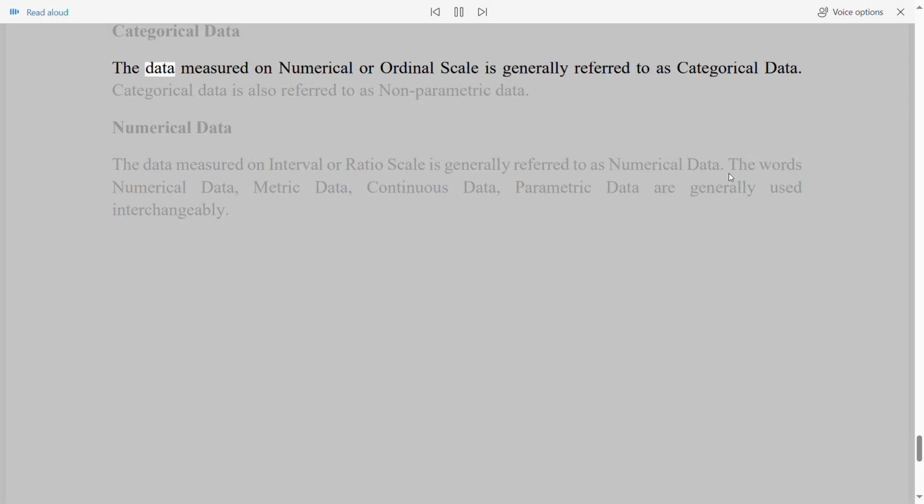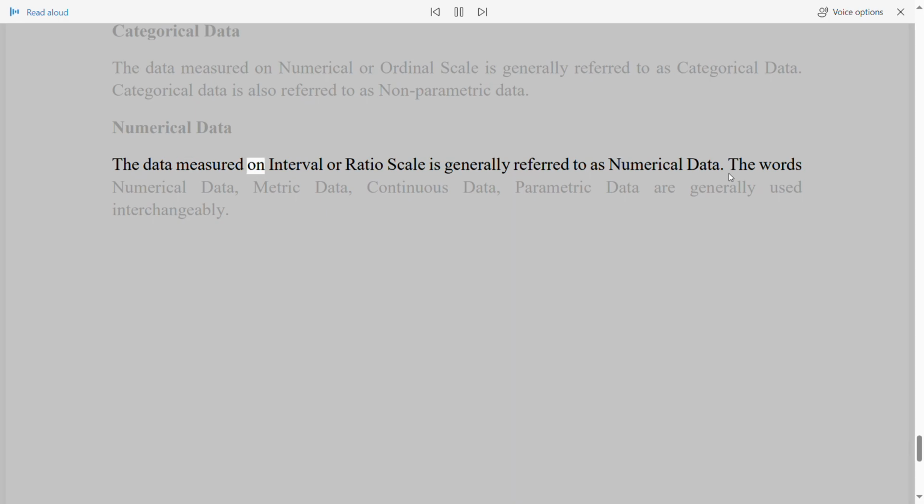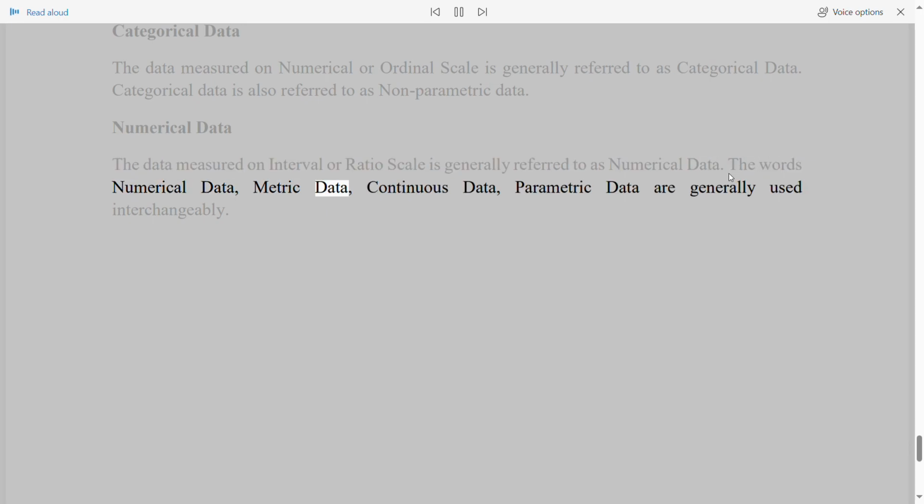Categorical data. The data measured on nominal or ordinal scale is generally referred to as categorical data. Categorical data is also referred to as nonparametric data. Numerical data. The data measured on interval or ratio scale is generally referred to as numerical data. The words numerical data, metric data, continuous data, parametric data are generally used interchangeably.